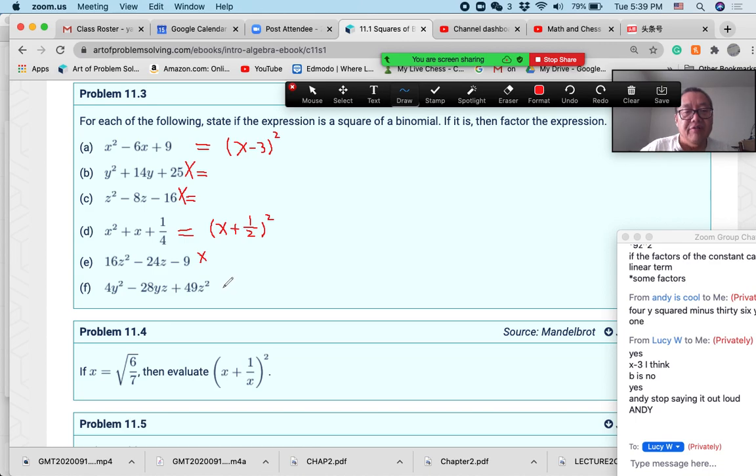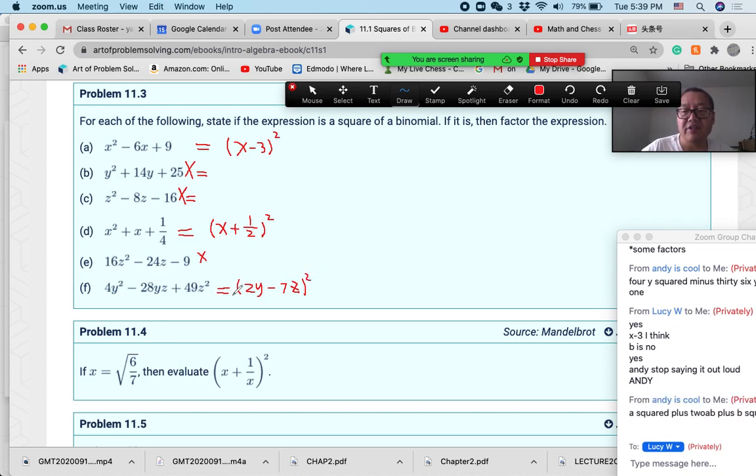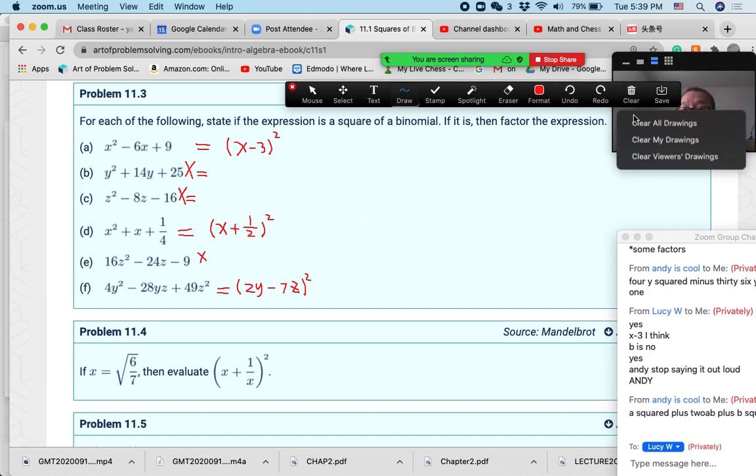Okay. Now let's move to F. Can you factor this one? If yes, write down your factorization. So this one, let's try 2y minus 7 times z, then parentheses, square. So this one, yes, we can write this one as 2y minus 7z, parentheses, square. Okay, very good.